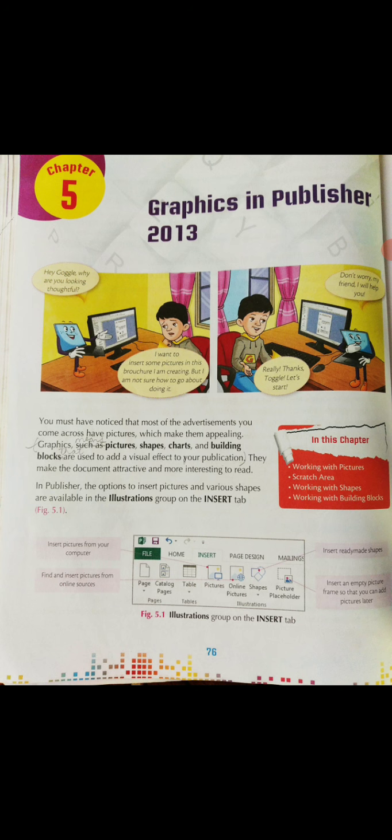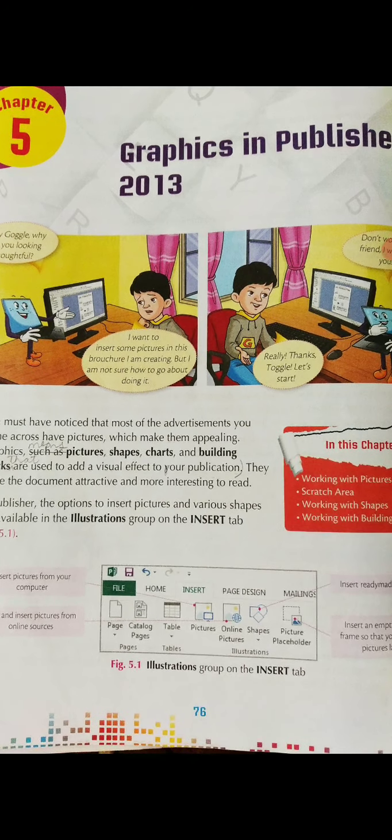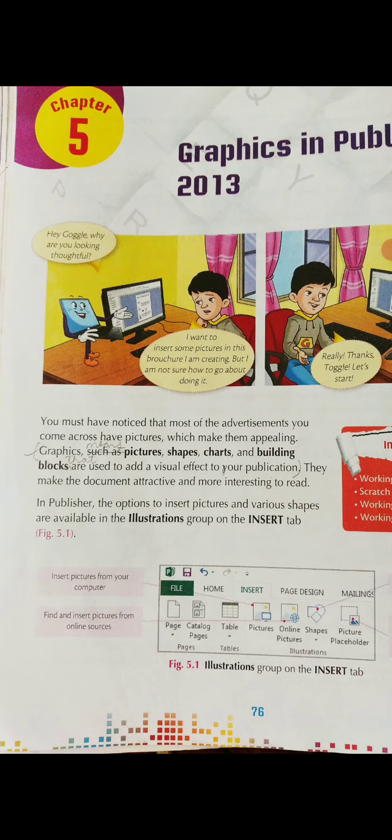See the first paragraph on page number 76. You must have noticed that most of the advertisements you come across have pictures which make them appealing. Graphics such as pictures, shapes, charts, and building blocks are used to add a visual effect to your publication. They make the document attractive and more interesting to read.